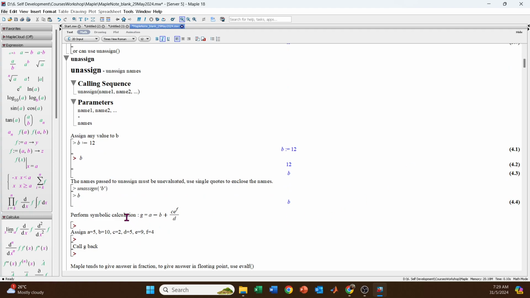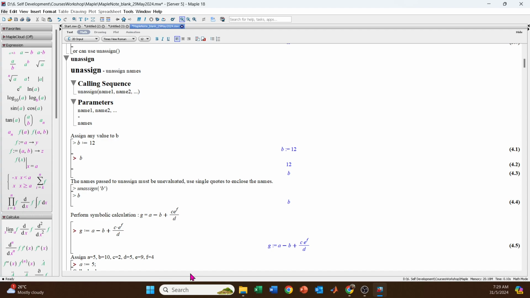Okay, now perform symbolic calculation. Let's say G colon equal A minus B plus C. For multiplication, make sure you press shift 8 and then variable E. And this is not an exponent. For E power F, you press shift 6. Then you want to divide, so you can select these two, then backslash D, then you enter.